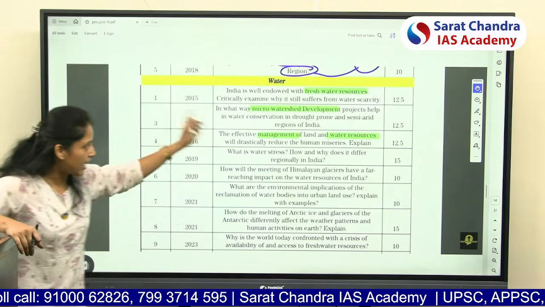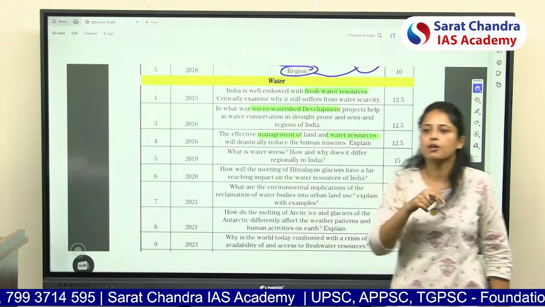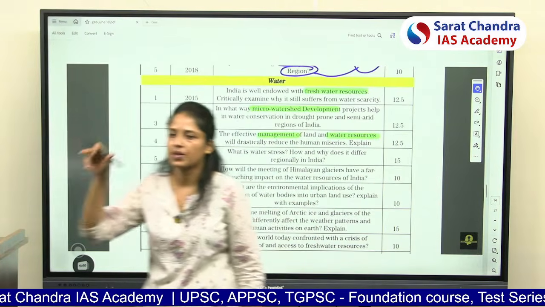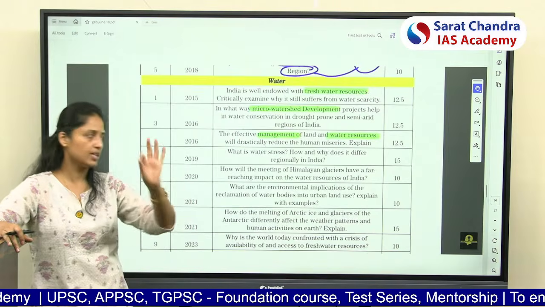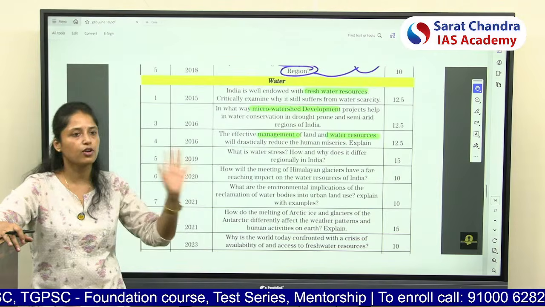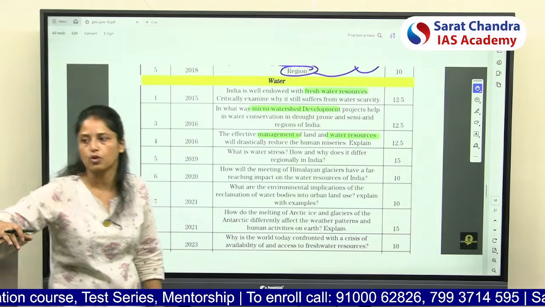Just like for India you added groundwater provinces, for the world you have to make a world map, and on that world map you have to locate some 5-6 places which are places of water stress, and some places which have a very good amount of groundwater or rivers. So the same thing for India, the same thing for the world. So, understood, these types of questions are asked on water.